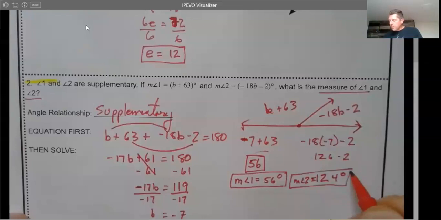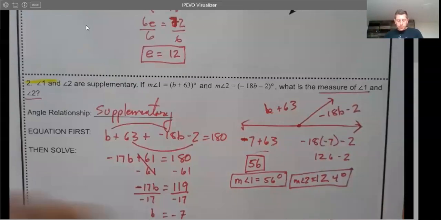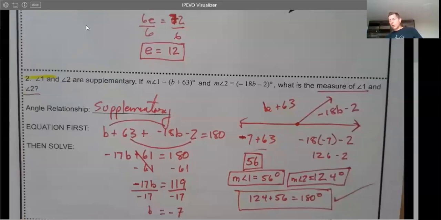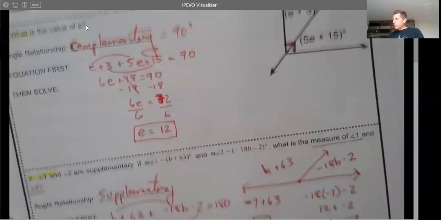Now I can check this by adding 124 plus 56 together. 124 plus 56 equals 180 degrees, which is my supplementary relationship, which checks out and tells me I did all my math correctly. All right, last one on the video.